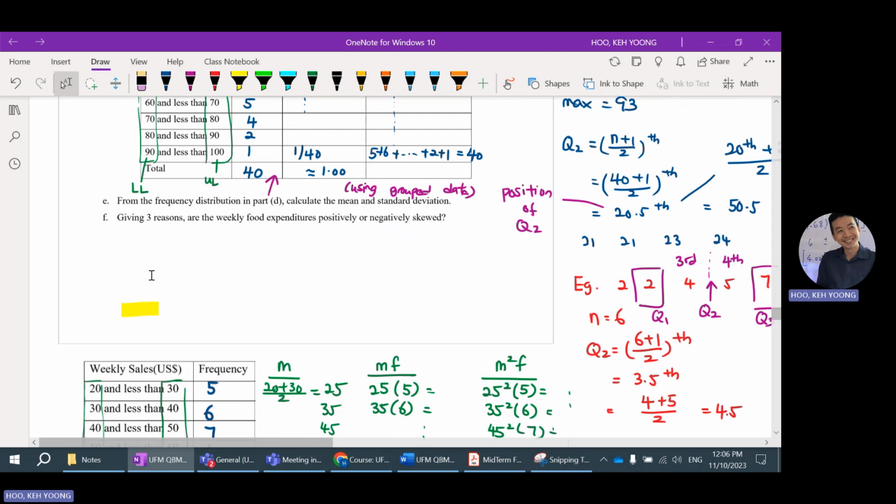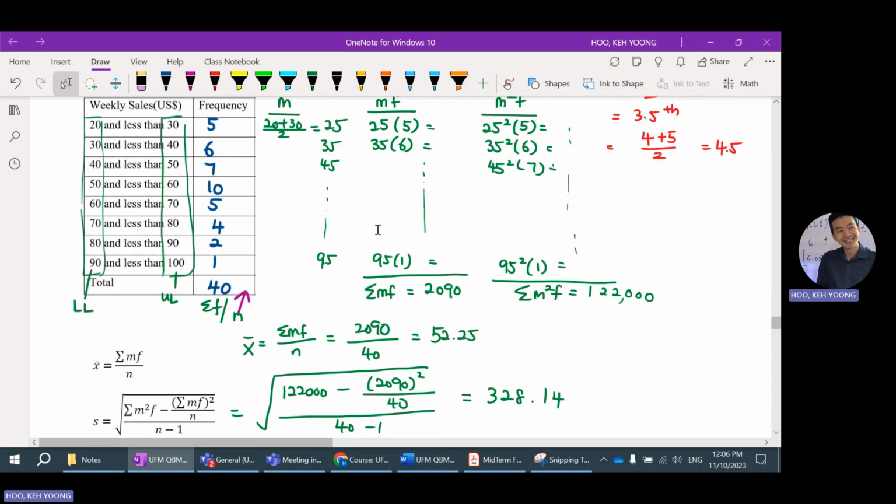Okay, the last question. Give 3 reasons the weekly food expenditures are positively skewed. Is it positively skewed or negatively skewed? All right, to comment about the distributions, actually, you need the answers from the previous question. Can I fix the answer? 320.77. Sorry, there's a correction here, 320.77.